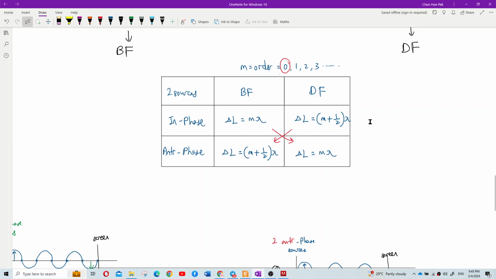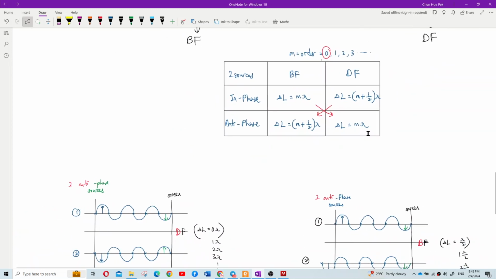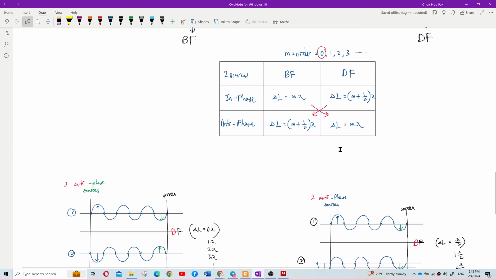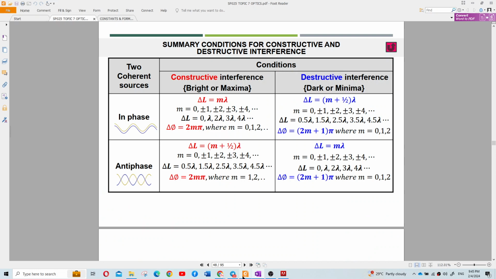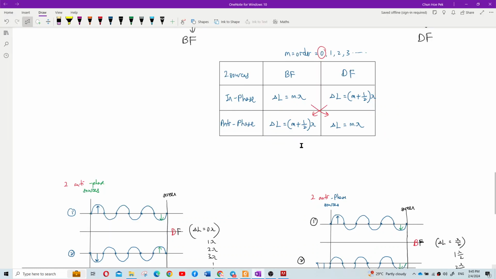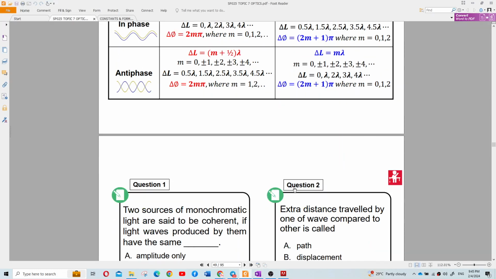Ya? Can the rest understand everything? Okay, let us continue. Yeah, see, my children are singing already. Okay, alright, let us continue.